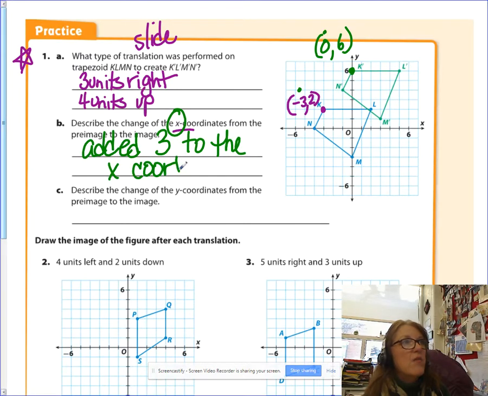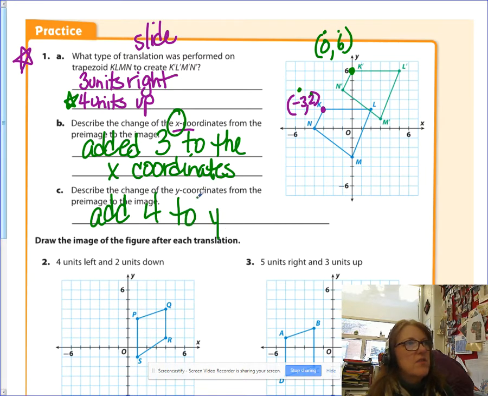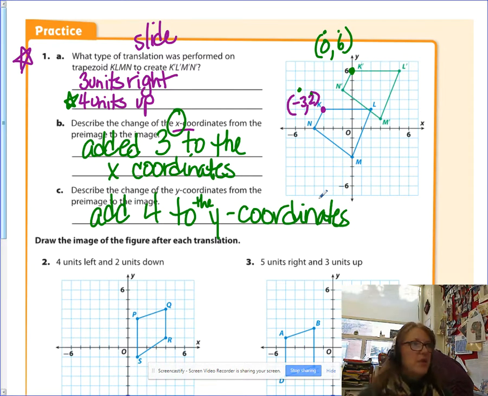Look at then the y coordinates. Aha, the change in the y coordinates: I was at a level of 2 and now I went to 6. You added 4 because we went up 4. So you added 4 to the y coordinates. That's because we went up, we added.